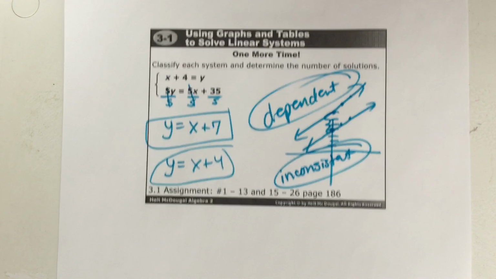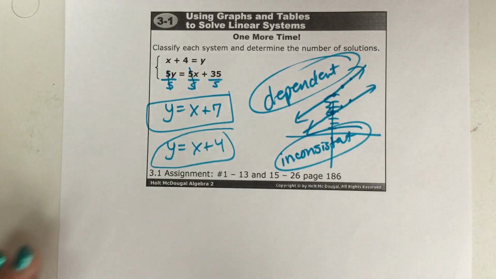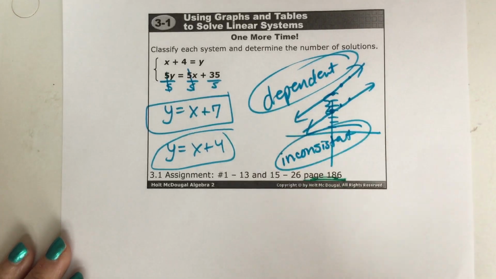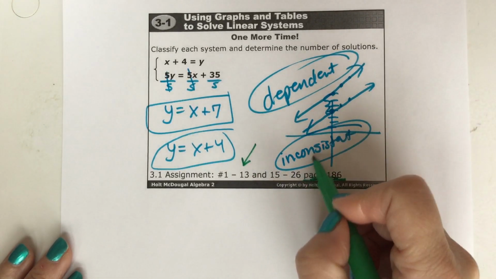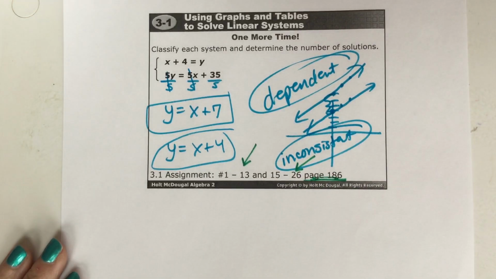So here is your assignment, you guys. I'm thinking it'll probably take maybe about a half hour, so not too bad. You're going to turn to page 186 in your book. Go ahead and do numbers 1 through 13 and 15 to 26.